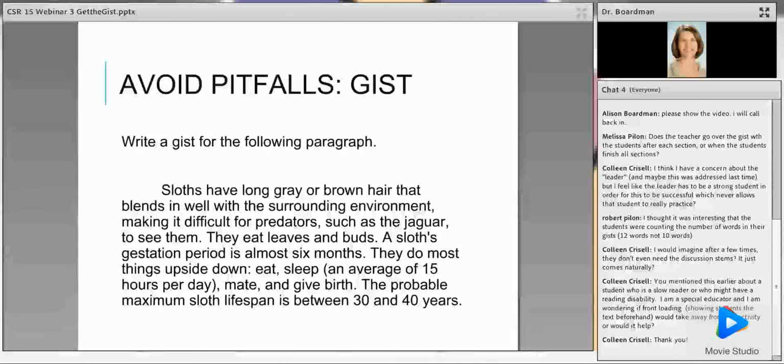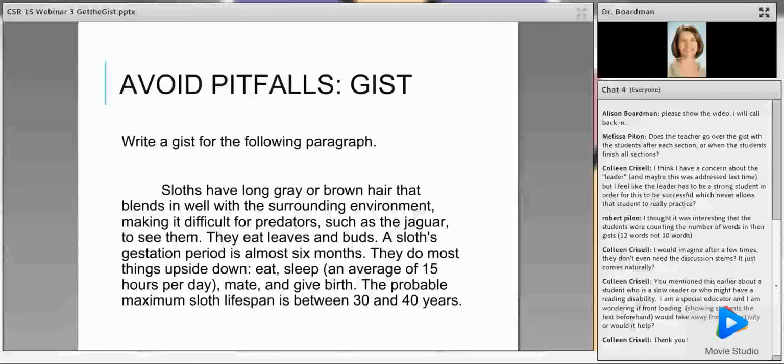So I hope that you can notice that the most important who or what is the sloth. I think that's a what. But if we were to write a gist for this paragraph, it would be very difficult because this paragraph is a list of facts about the sloth. It doesn't make it a bad paragraph. It does not make the information unimportant. It does make it difficult to write a gist.